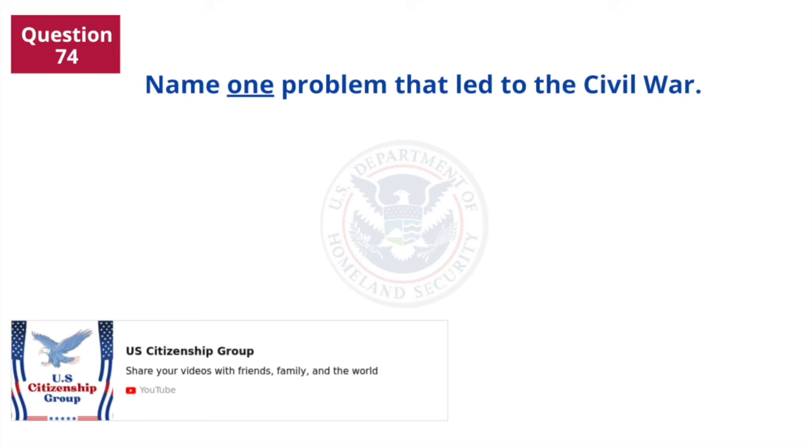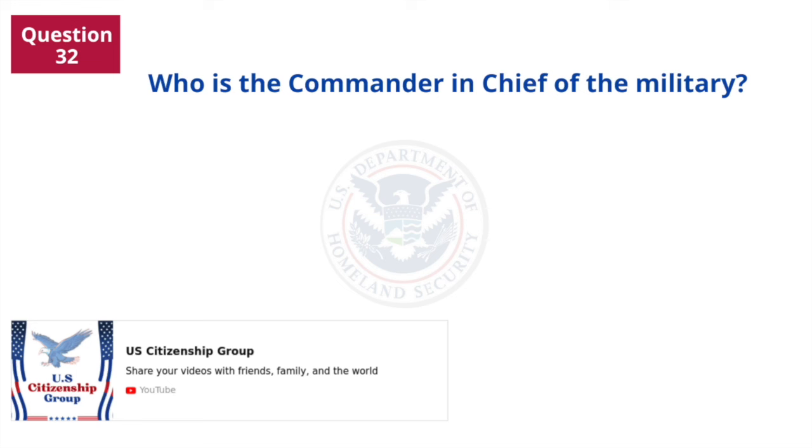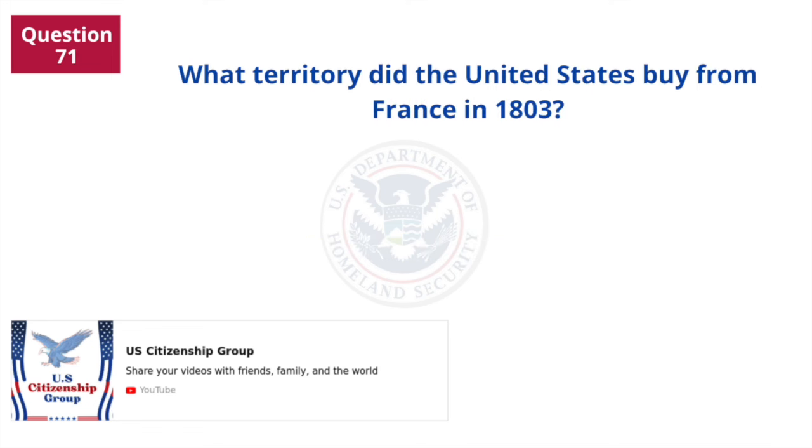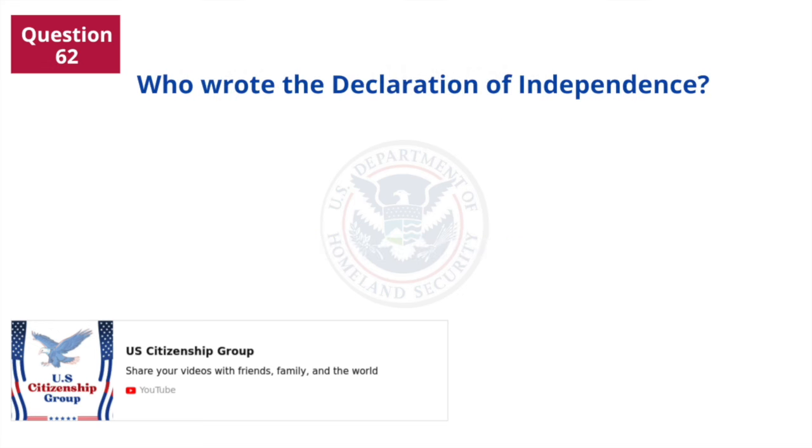Name one problem that led to the Civil War. Slavery. Who is the commander-in-chief of the military? The president. What territory did the United States buy from France in 1803? The Louisiana Territory. Who wrote the Declaration of Independence? Thomas Jefferson.